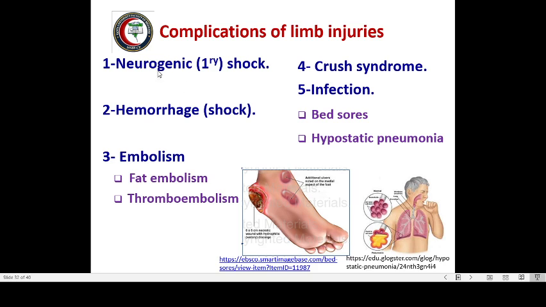Complications of limb injuries include neurogenic shock, hemorrhage, embolism, and the type of embolism here is fat or thromboembolism. We have crush syndrome, infection. Infection may be infection of the wound or in the form of bed sores, and hypostatic pneumonia. Both bed sores and hypostatic pneumonia are complications occurring due to long recumbency in bed after trauma to the limbs.